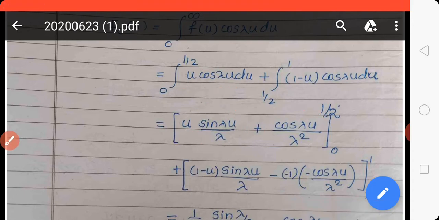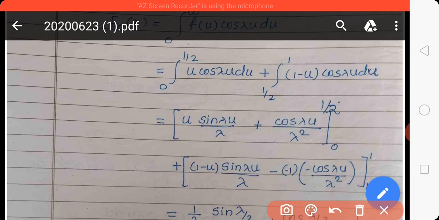Similarly, we find the value of the second integration. For this, first again use the same formula. First we take 1 minus u as constant, and the integration of cos lambda u is again sin lambda u upon lambda, minus the derivative of 1 minus u, which is minus 1, into the double integration of cos lambda u, which is minus cos lambda u upon lambda square. Put the limits from half to 1.